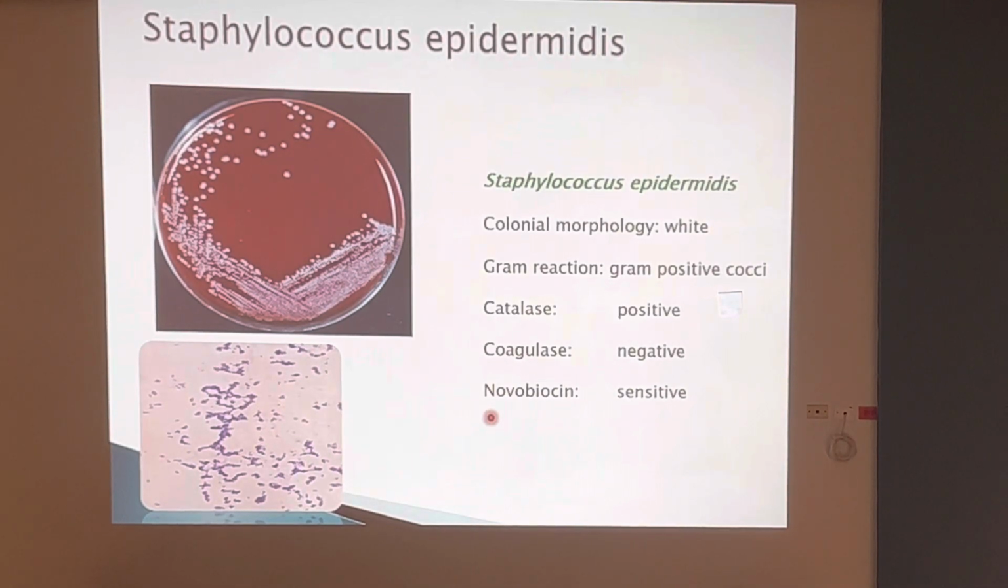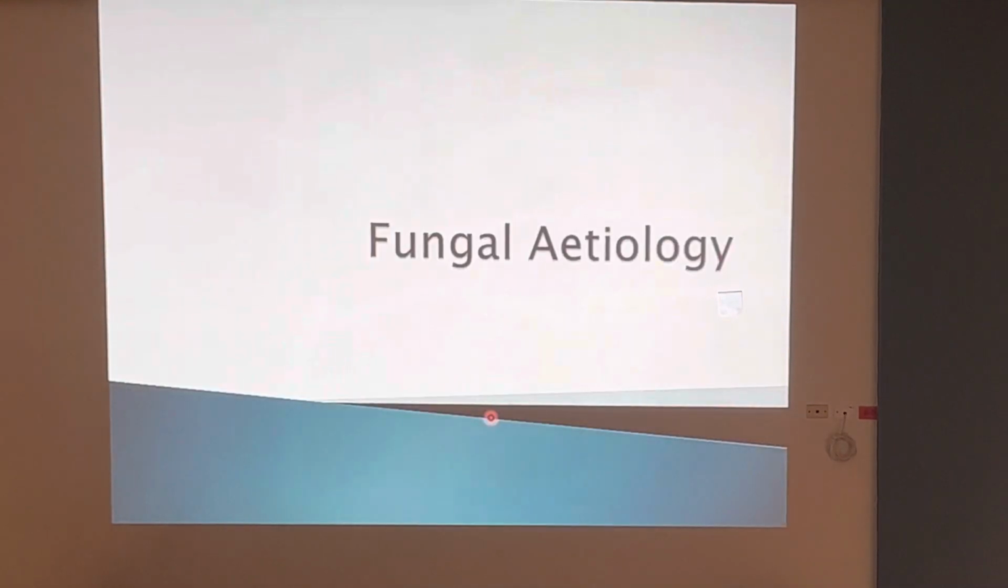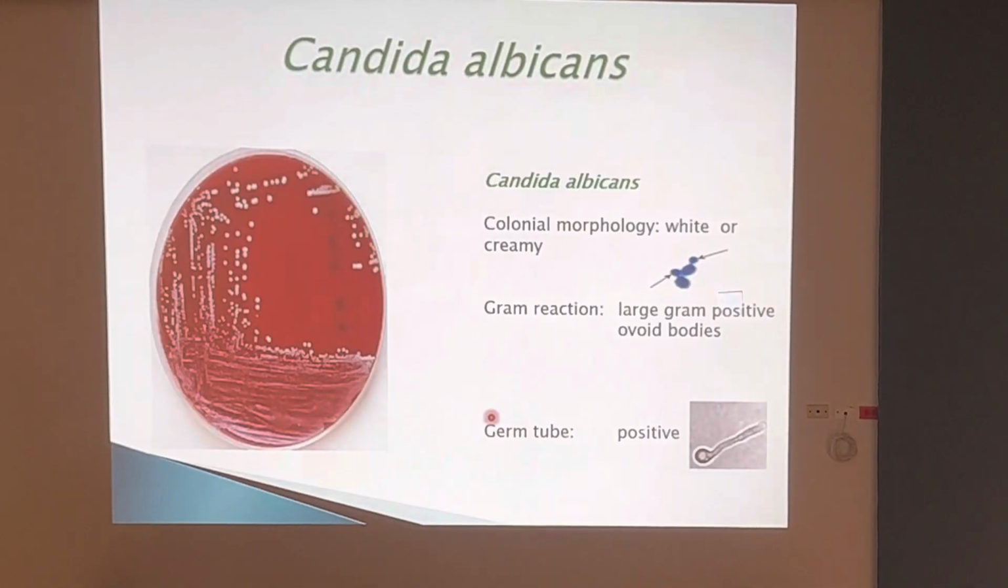All together? Great. Now we can have fungal causes of your infective endocarditis, and you'll hear about Candida albicans. Morphology, white or creamy colonies on your blood agar. We can do a gram stain on them, and we find that they show large gram-positive ovoid bodies, and they are much larger than cocci. So you won't mix them up with bacteria. All right, this is straight up yeast.